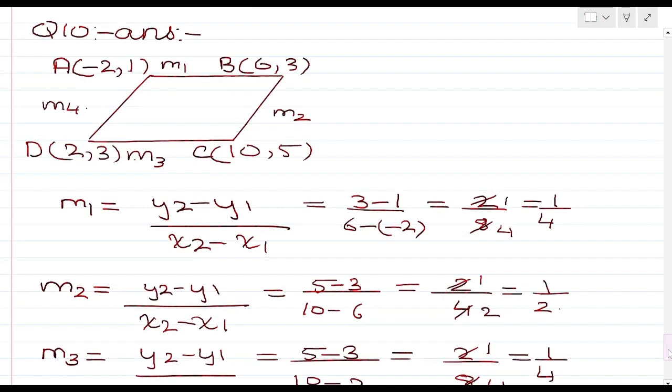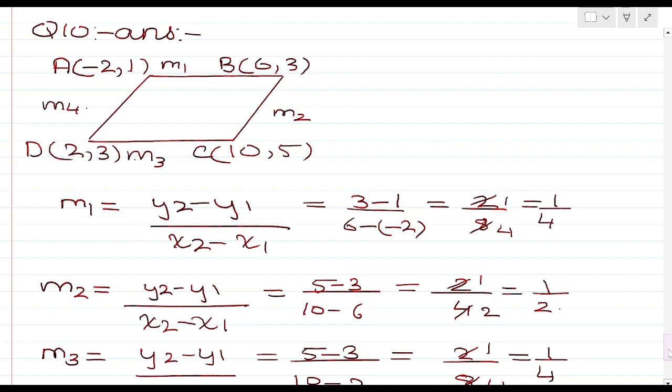We have a parallelogram with coordinates A, B, C and D, and A is (negative 2, 1), B is (6, 3), C is (10, 5), and D is (2, 3). So we need to find the slope of all of these sides and see whether they are the coordinates of a parallelogram. In order to do that, we will find the slope of AB, which is m1, then DC, which is m3. And we will check whether m1 is equal to m3.